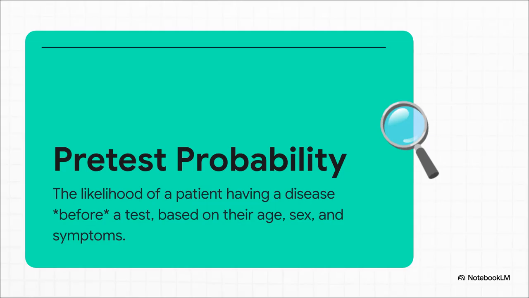This concept, pretest probability, is absolutely central to cardiology. It's the engine that drives our entire diagnostic strategy. You know, a 25-year-old with some fleeting chest pain has a way lower pretest probability of coronary artery disease than a 65-year-old with classic crushing chest pain. Getting this right helps us avoid a ton of unnecessary and sometimes even harmful testing.